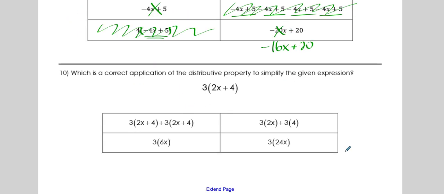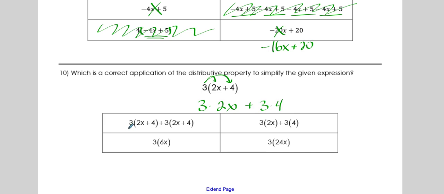All right, which is the correct application of the distributive property to simplify that given expression? So what I would do is take the 3 and distribute into both of those. So I would do 3 times 2x plus 3 times, that's a 2, plus 3 times 4.